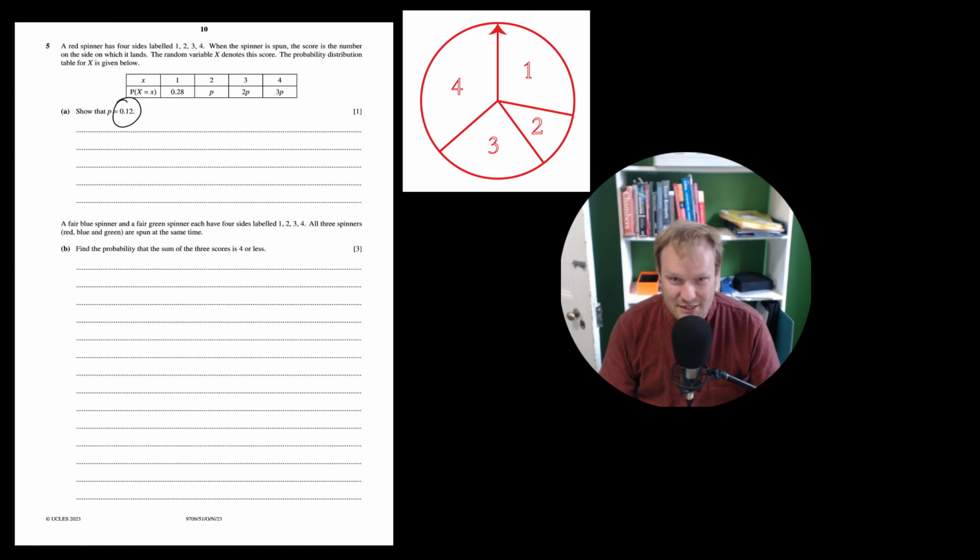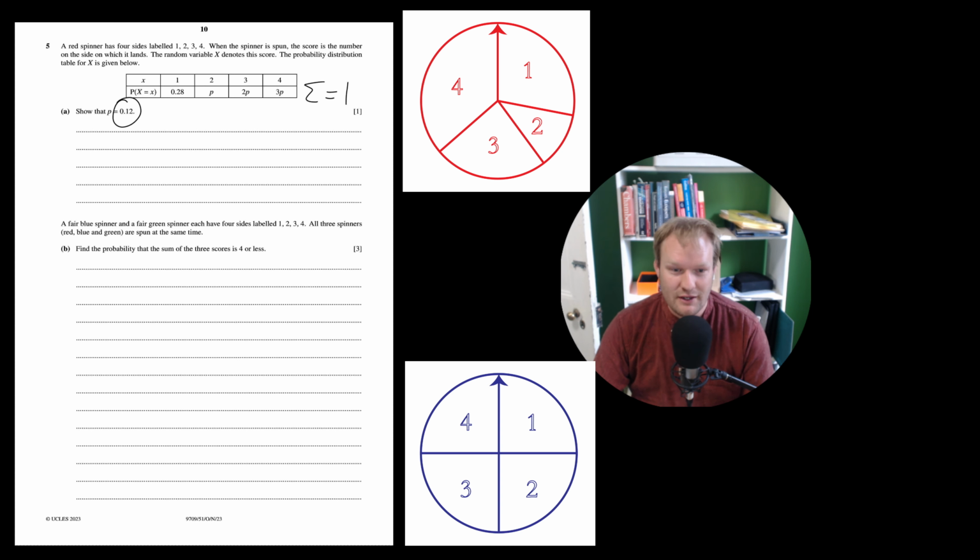Okay, well, we know that something happens, right? If you spin the spinner, it's a 1, 2, 3, or 4. So therefore, the sum of these probabilities must be 1, which helps us show that p will end up being 0.12. Okay, now in part B, we add 2 more spinners.